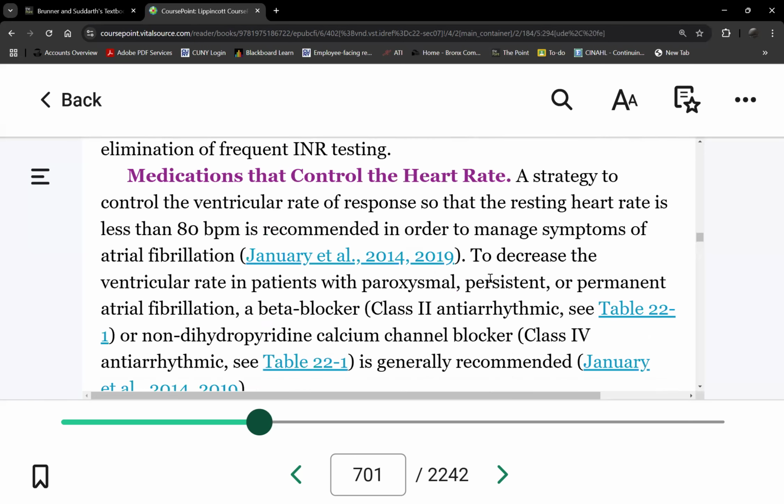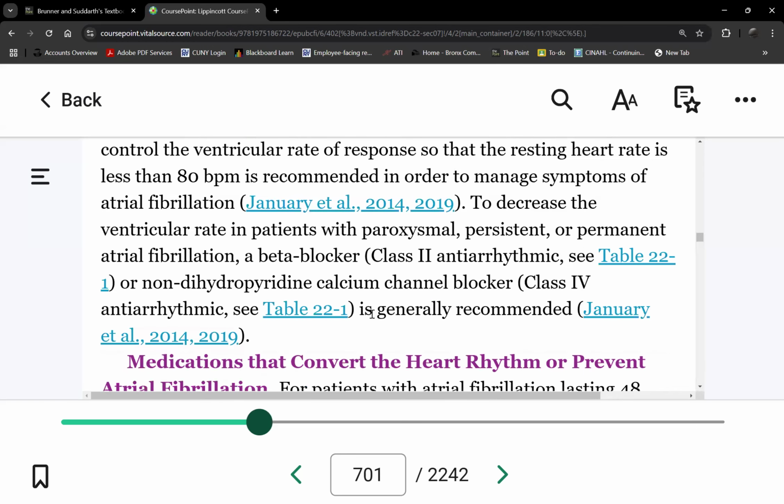So here are the other medications used. Besides anticoagulants, again, ventricular rate control. Choices are again beta blockers or calcium channel blockers, non-DHP though. So it's easy. Non-DHP calcium channel blockers, there's only two: Verapamil and Cardizem. These are the only two listed in Table 22-1.